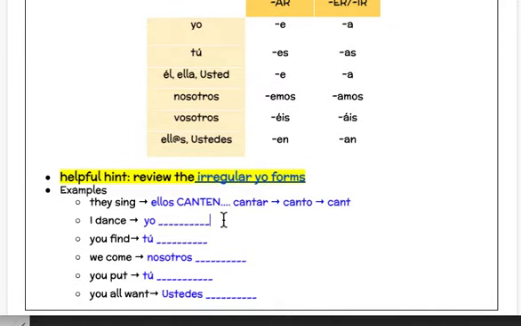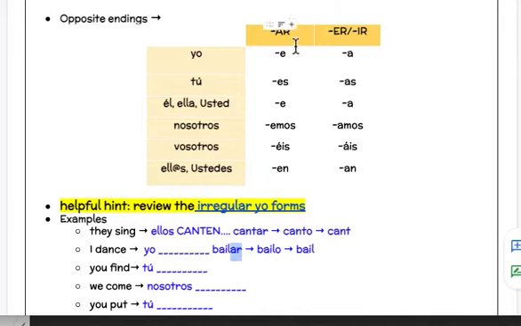All right, let's do the next one. I dance. Our verb for dance is bailar. So the yo form is bailo. Take off the O and we're left with B-A-I-L. Bailar is another AR verb and we need the yo form this time. So looking at the opposite endings for AR, it would be E and we get baile.